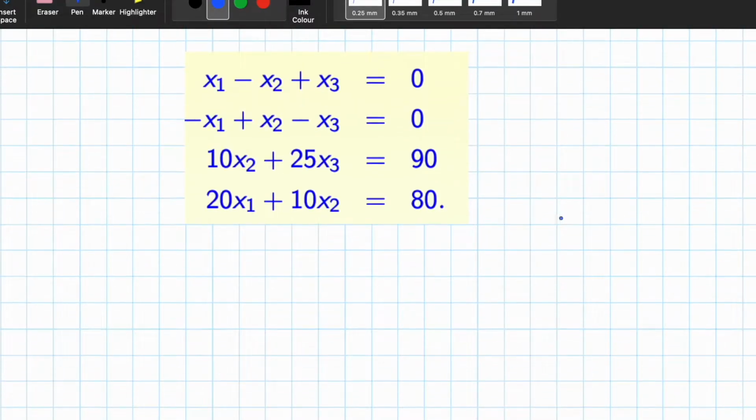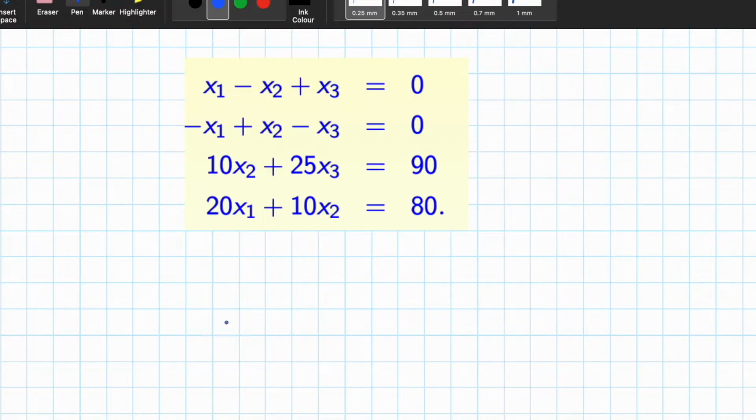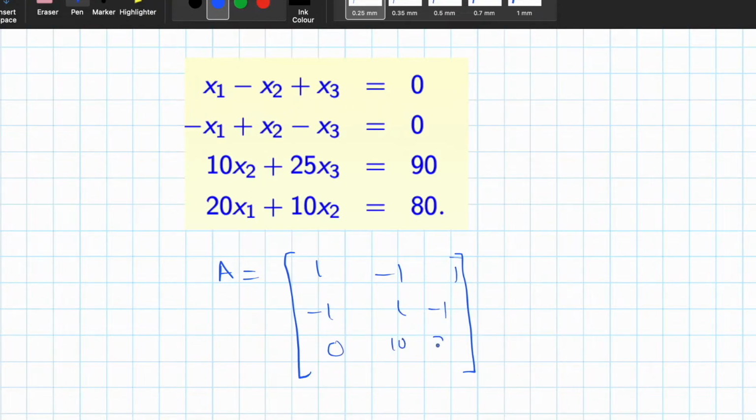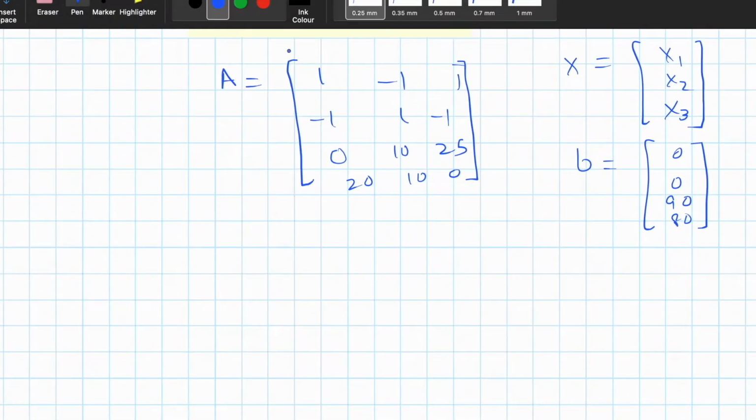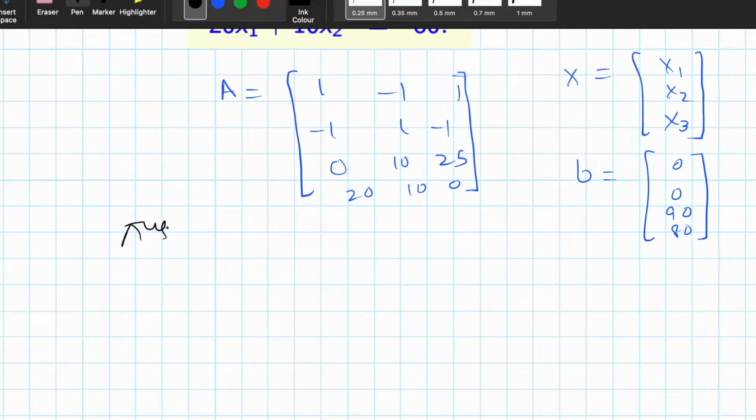So here is our example. We have 4 different equations. Let me write them in terms of a certain coefficient matrix known as A. For the first equation, the coefficients are 1, minus 1, 1. Second, it's minus 1, 1, minus 1. Third, it's 0, 10, 25. Fourth, it's 20, 10, 0. The X matrix is just x1, x2, x3. And the B matrix is 0, 0, 90, 80. So what we do now is we create an augmented matrix. Remember augmented matrix?